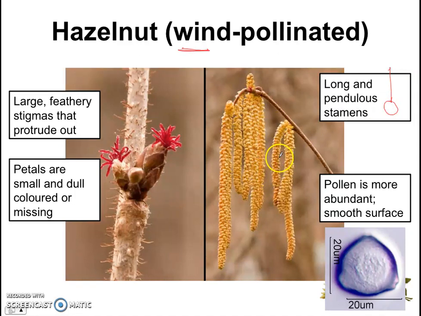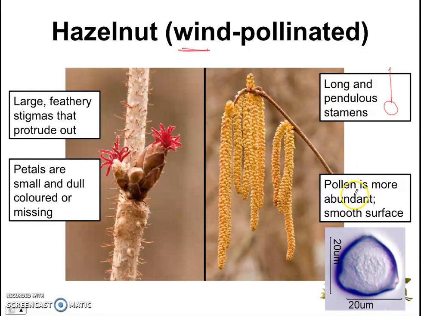And that allows it to release the pollen more easily when the wind blows past it. And notice that the pollen is also produced in greater abundance. So more pollen needs to be produced because it's going to be carried by the wind, and the wind carries the pollen by chance. It might land in a drain, it might land in a pond. So you need to produce more pollen.